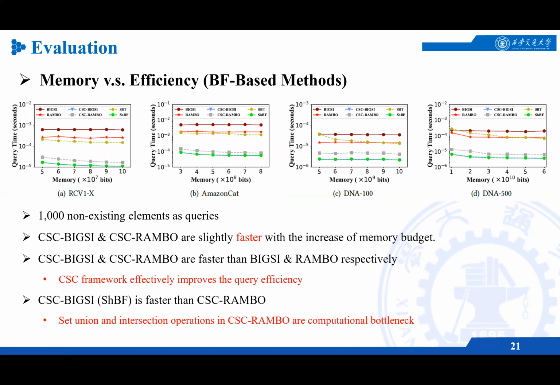As for efficiency, CSC Big Sign and CSC Rainbow are slightly faster with the increase of memory budget. And CSC Big Sign and CSC Rainbow are faster than their counterparts respectively. This shows that the CSC framework effectively improves the query efficiency. Moreover, CSC Big Sign is faster than CSC Rainbow, since the set union and set intersection operations in CSC Rainbow are the computational bottleneck.